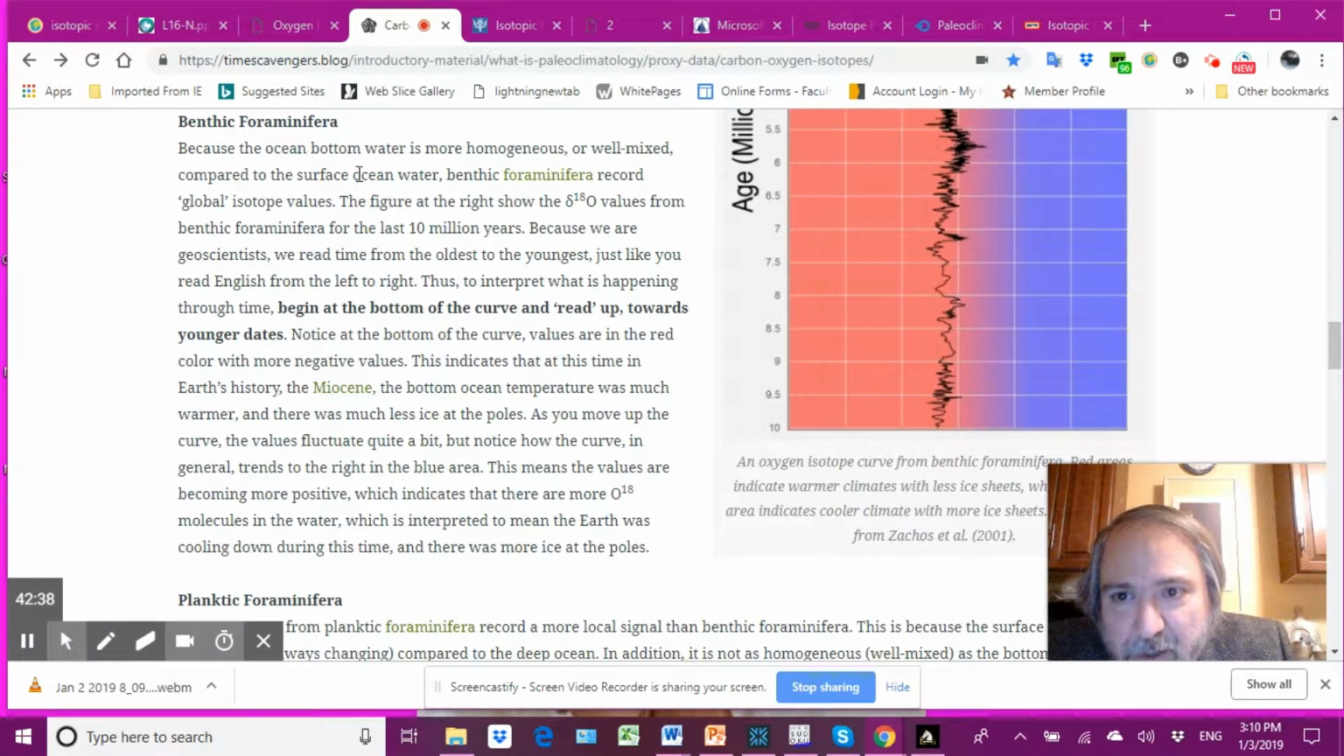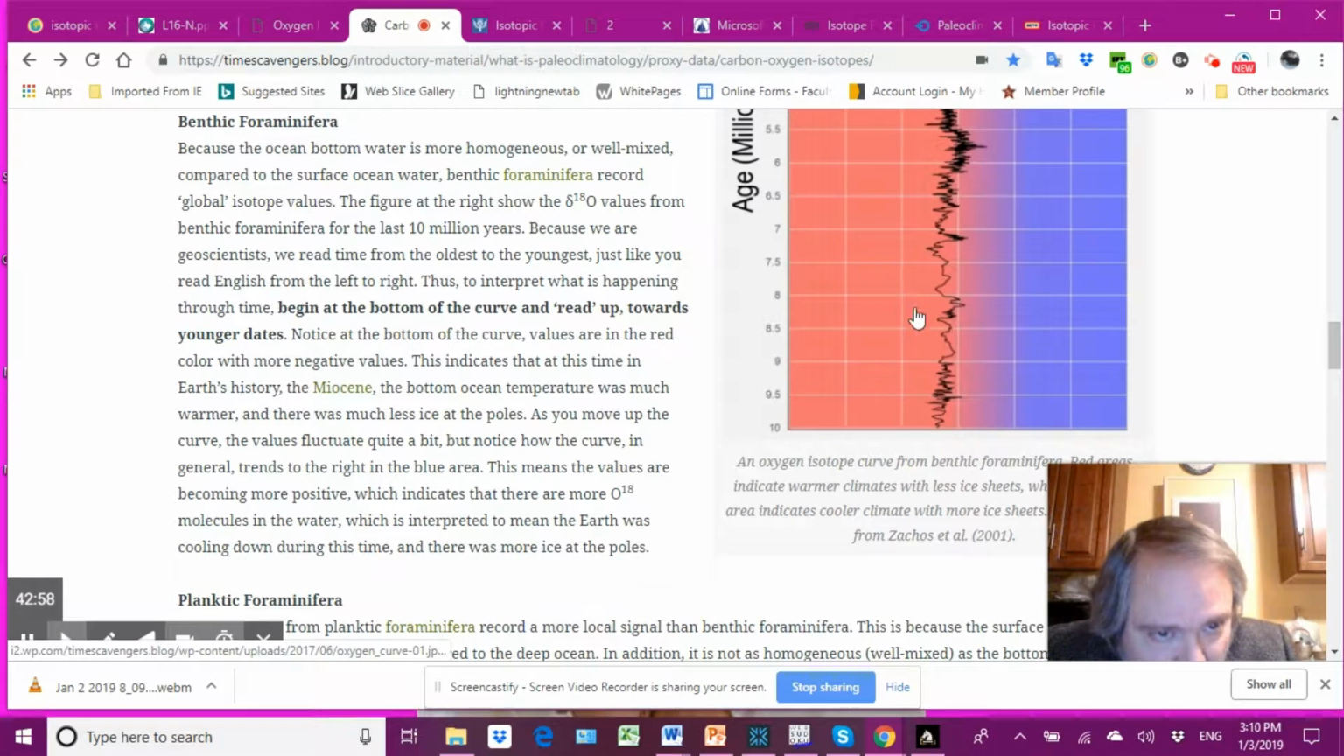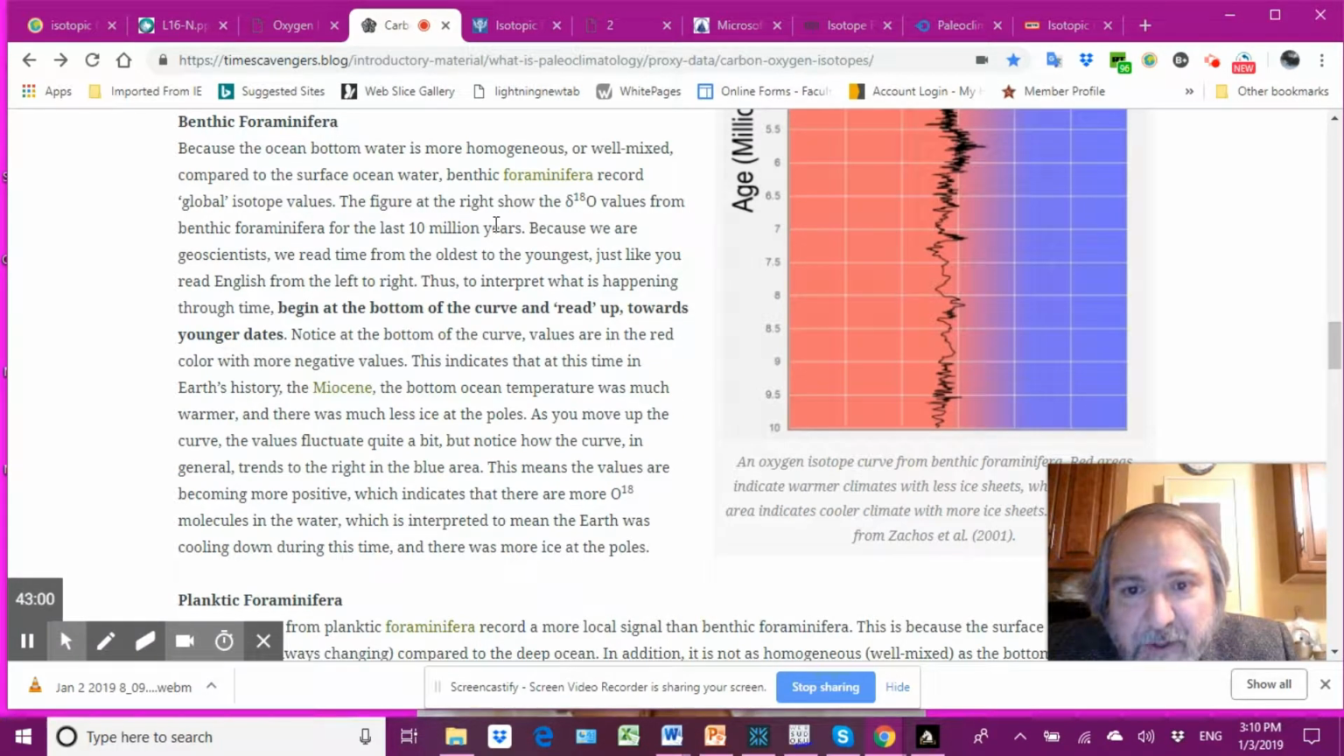Because the ocean bottom water is more homogeneous, it's very dense water, well mixed, compared to surface ocean water. You have more changes in density at upper water layers than you do at bottom water layers. Benthic forams record global isotope values. We'll refer to this here in a moment. The figure at the right shows the delta 18O values from benthic forams for the last 10 million years. It goes from 10 to 0 at the top. And when they typically look at these graphs, they go from oldest to youngest.